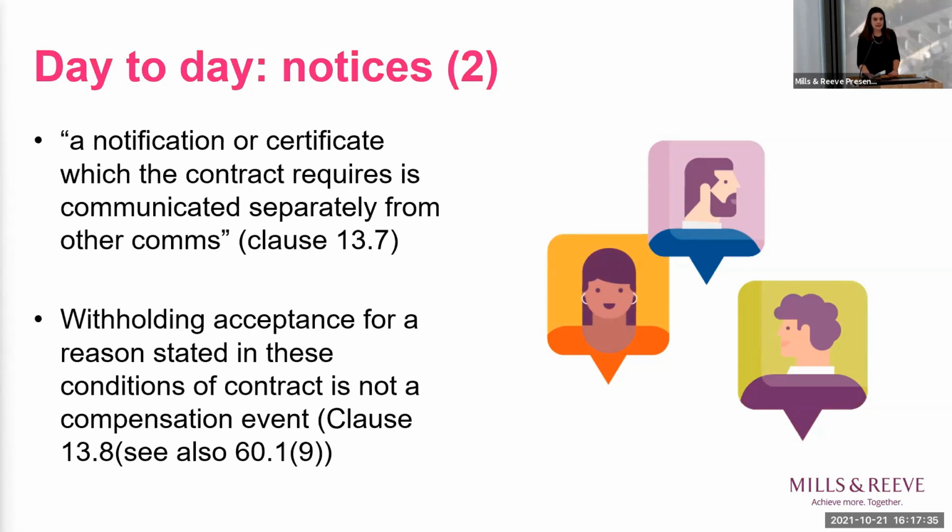Another one is that if the PM withholds acceptance for a reason stated in the contract, that isn't a compensation event under clause 13.8. So it's quite important when you're rejecting with comments to think about the reason that you give and make sure that it's a reason that's in the contract, because clause 60.19 creates a compensation event if something is rejected for a reason that isn't in the contract.